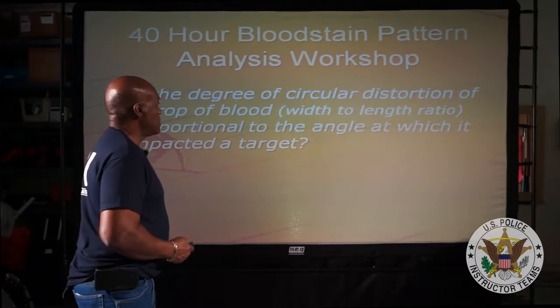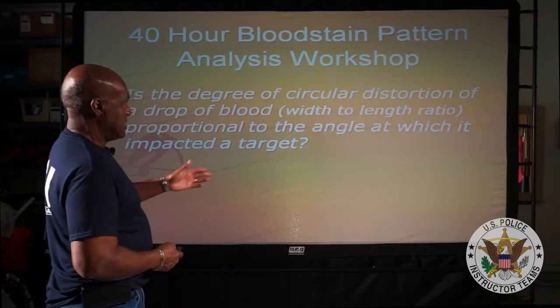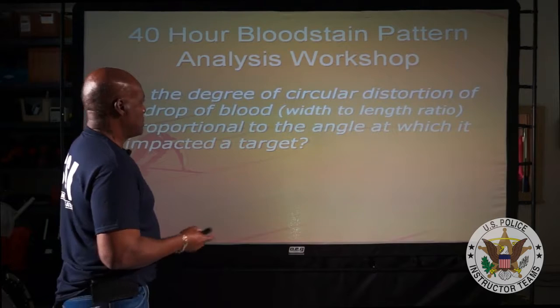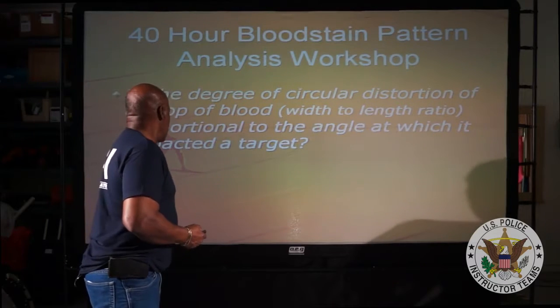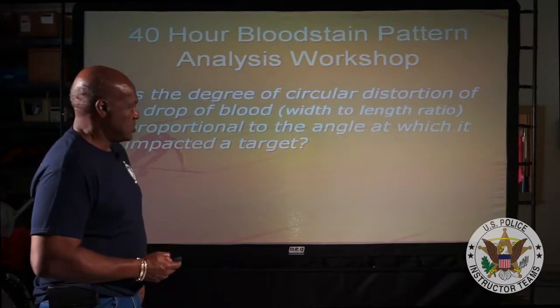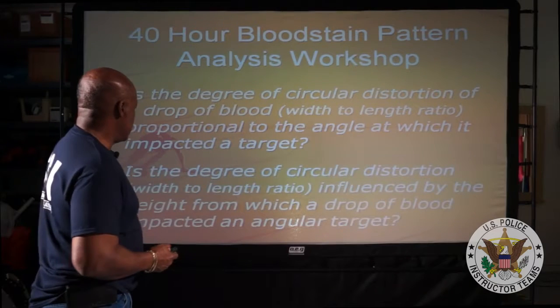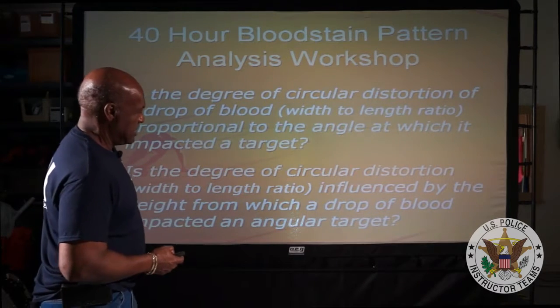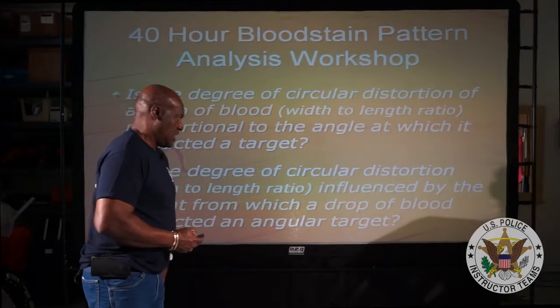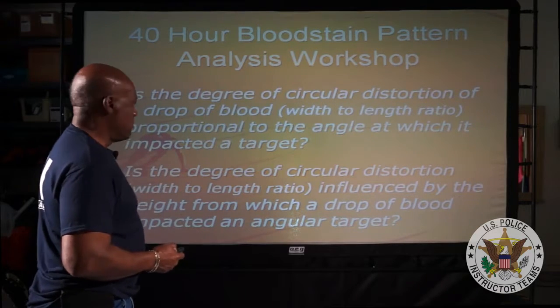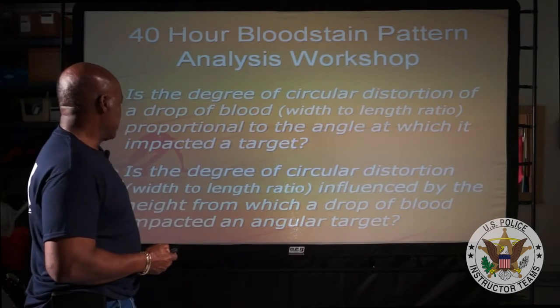It's the degree of circular distortion of a drop of blood, that's the width-length ratio proportional to the angle at which it fell, or it impacted the surface. That's true. And we can do that in an assignment where you can determine that there's a change in angle, so does the shape of the blood. It gets more oval the smaller the angle.